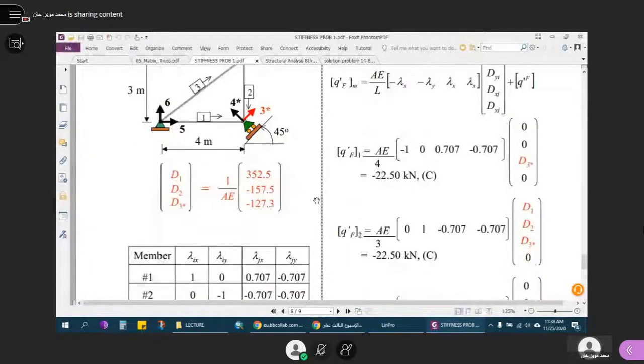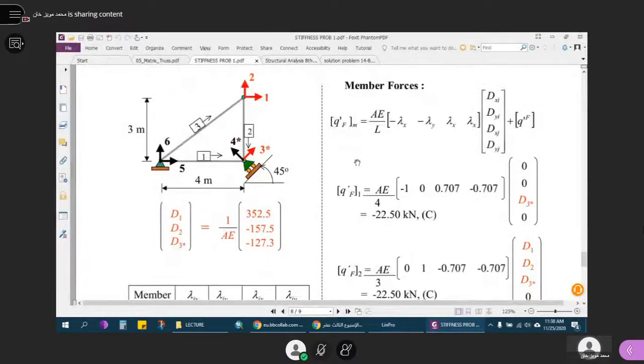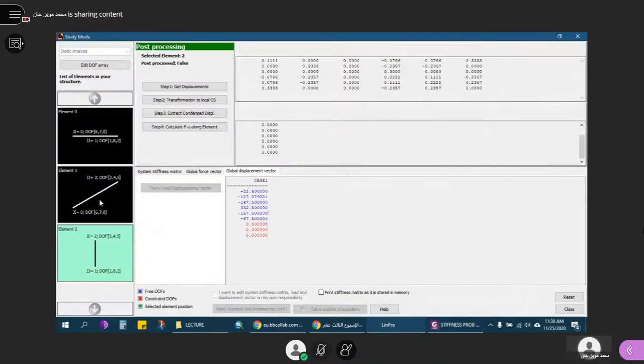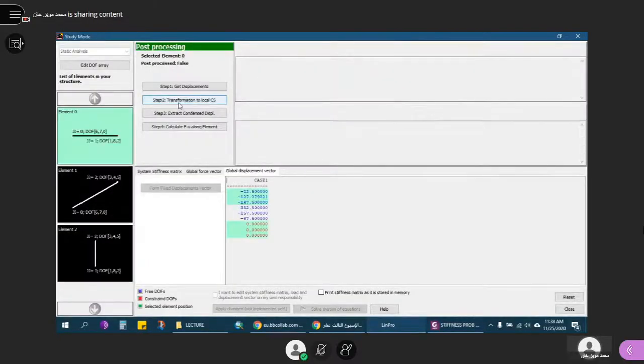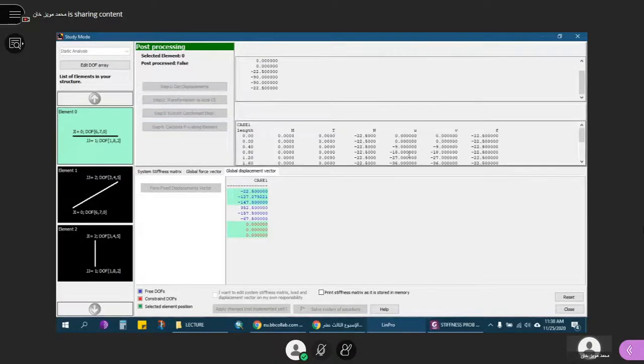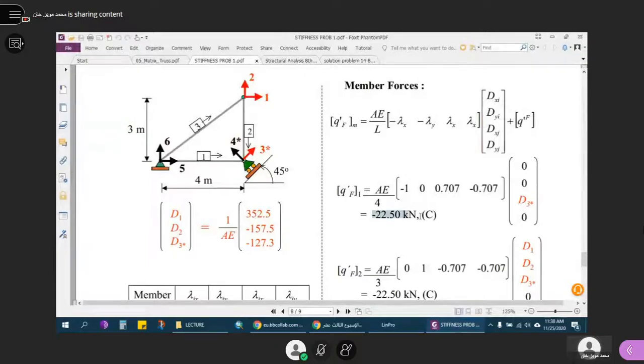Okay. Next, what is it asking? It's asking the force in each member, members 1, 2, and 3. So let us see member 1. One by one we will go. Get the displacement. Get the force. Force along member is minus 22.5 kilonewton. This is the value we got over here. Minus 22.5 for member 1.